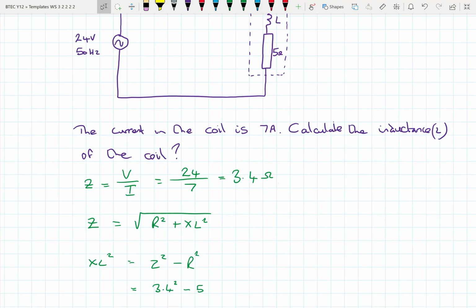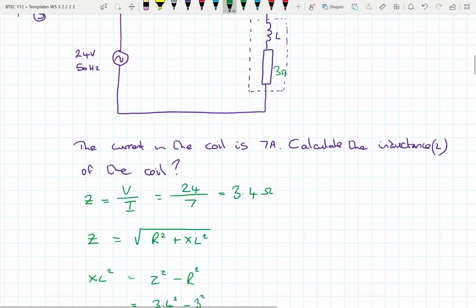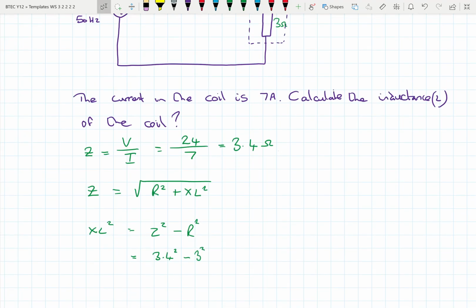Hello folks, back again. So slight boo-boo on my question. We all make mistakes, so that should actually only be 3 ohms there. Okay, so there we go. All right, everybody happy with that? So otherwise we're into dangerous territory here. So let's work that out. So 3.4 squared minus 3 squared equals 2.56. Remembering that that's XL squared, so square root it gives us 1.6 ohms for our inductor.